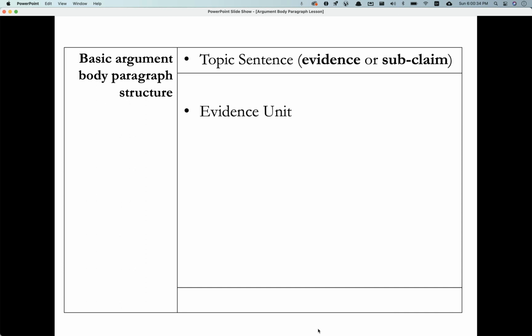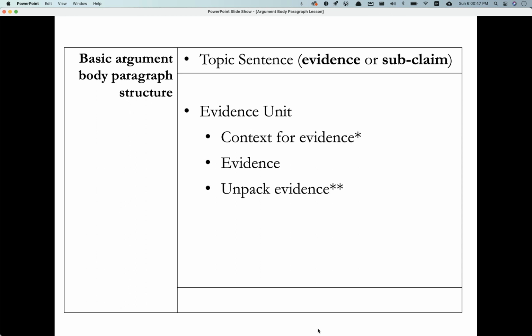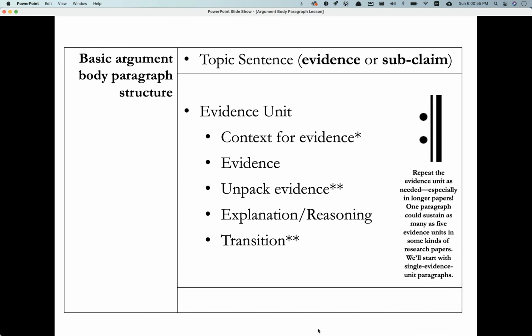So then, after the topic sentence of the paragraph, you have an evidence unit. This is sort of like the quote unit in analytical writing. It's just slightly different language. You'll have context for the evidence, then you'll unpack the evidence, you'll have explanation and reasoning, and then a transition. Now, this is an important thing to remember. This chunk of stuff can repeat multiple times. You can have multiple evidence units, just like in analysis, where you can have multiple quote units. Here you can have multiple evidence units in an argumentative paragraph.